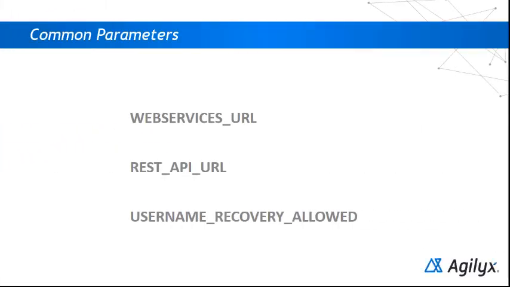System common parameters that have been added. The web services URL defines the location of the services.svc file for SOAP web services. The RESTful API URL defines the link to an open API specification file, REST API web services. The username recovery allowed defines if users can retrieve their username in mobile applications by providing their email.